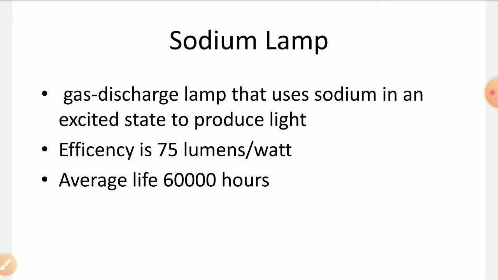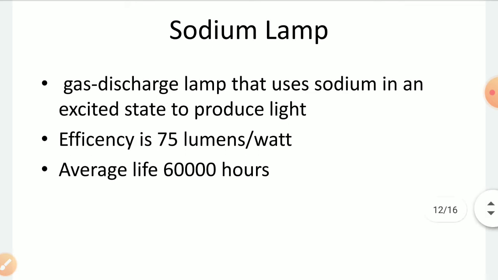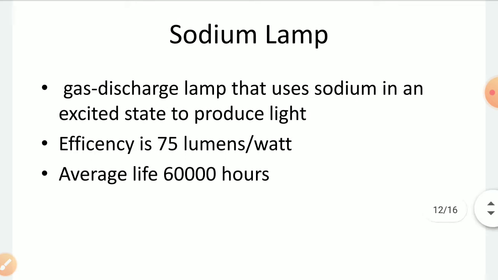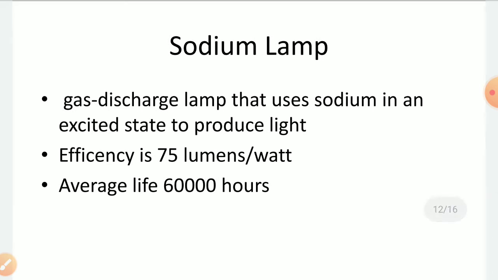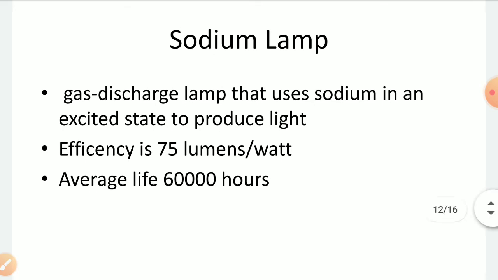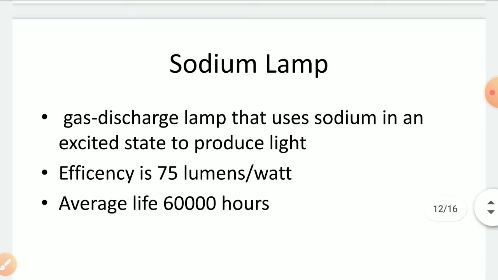But why is it not used in households? The color of the lamp does not resemble your daylight. That is why these lamps are not used in household applications. It produces a yellowish light, so it is not suitable for household applications. That is why it is used in street lighting, industrial lighting, railway yard lighting, and many more. So that is the application of the sodium vapor lamp.